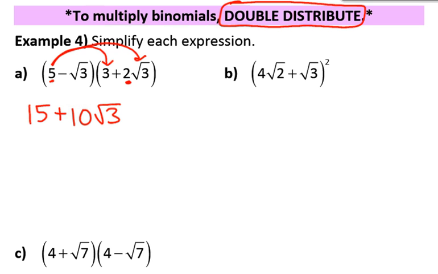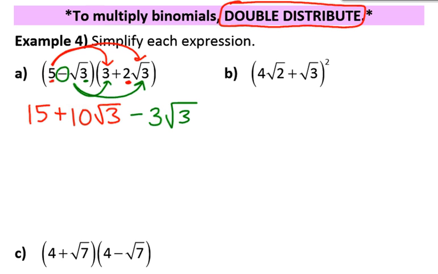The x doesn't change. So now that we've multiplied that, now for our double distribute, we're going to now multiply the negative square root of 3 times 3, and then times 2 root 3. Negative root 3 times 3, well, first of all, it's going to be negative. It's going to be subtracting. Root 3 times 3, the way we write that is we like the number not in the radical out front. So that would be 3 root 3. And then negative root 3 times 2 root 3.